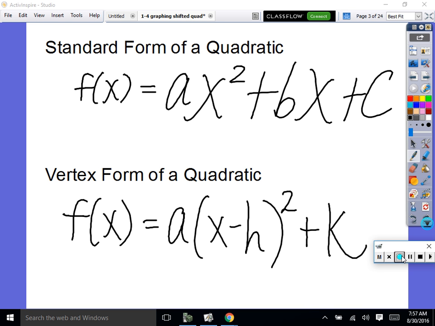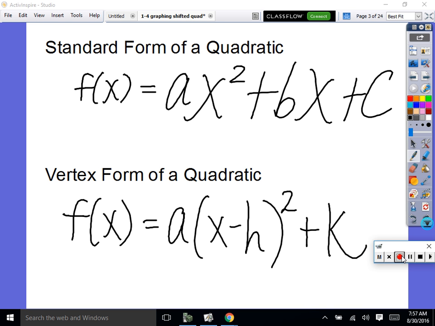So first of all, we're going to graph a quadratic. I just want to remind you, standard form of a quadratic looks like this: ax squared plus bx plus c. This is the form we look at for quadratics when dealing with factoring or solving a quadratic for the most part. And then vertex form of a quadratic, that's actually what we're going to be using today to graph.